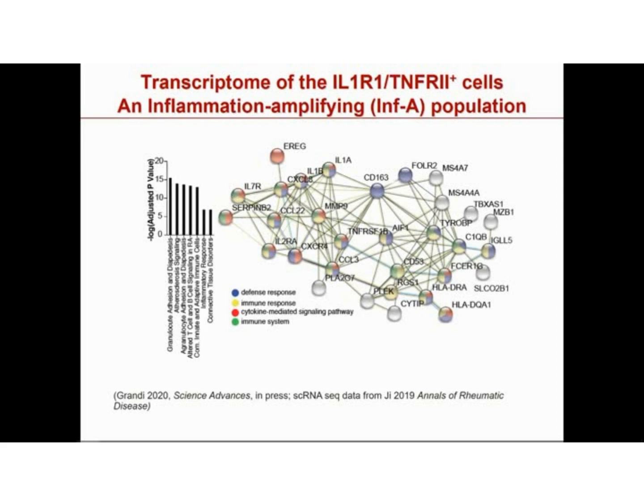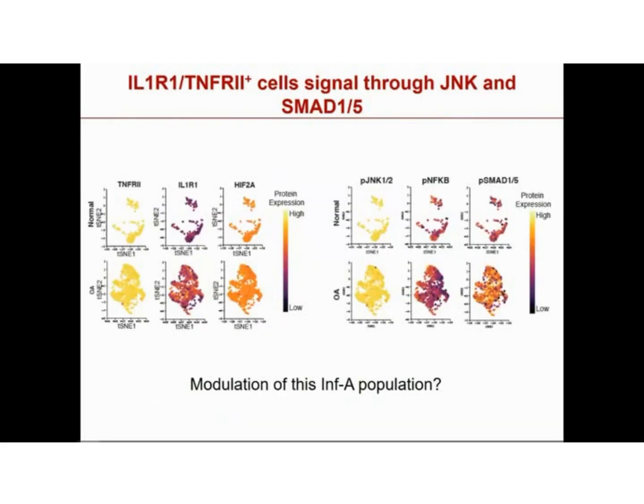Then we also noticed that this population signaled specifically through JUNC and SMAD1/3. And it was only these clusters which signaled through this. None of the other clusters were high for these populations. So this, of course, begged the question, can we now modulate this Inf-A population, and what would happen?